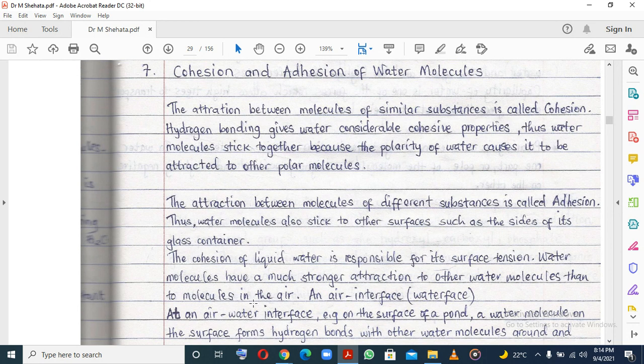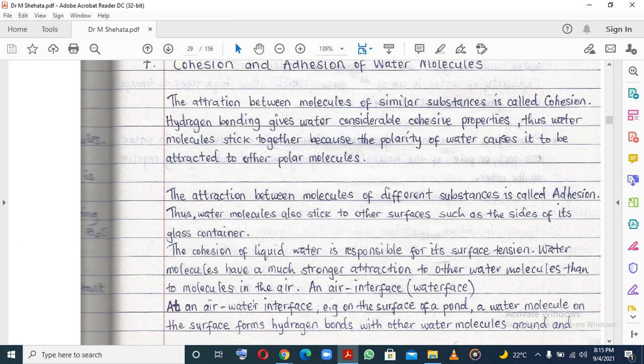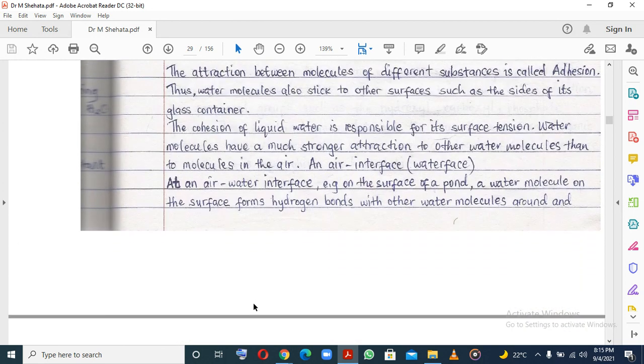How does this cohesion occur? We've talked about the water molecules sticking together as a result of polarity. Remember, because of the differences in the electronegativities between the hydrogen and the oxygen, the oxygen is slightly negative and the hydrogen is slightly positive. As a result, those opposite sides of different water molecules can interact, and so there is the cohesion property.